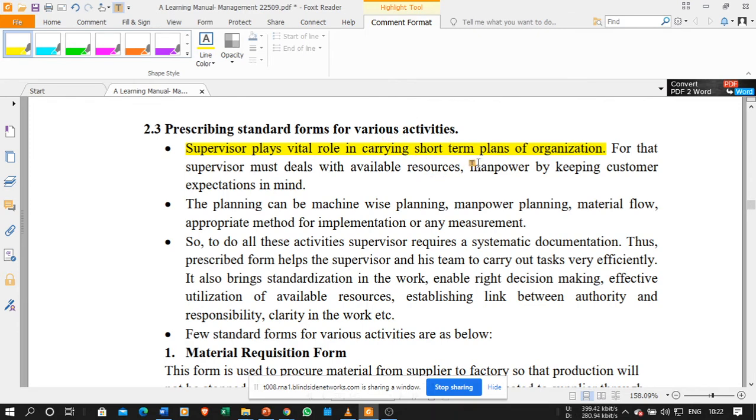The duration of this plan is less than 1 year. Mostly these plans are daily plans, or they may be weekly plans or quarterly plans. For that, the supervisor must deal with the available resources and manpower, keeping customer expectation in mind. What are the resources available in the organization for carrying out that activity? What is the manpower available so that my customers' expectations are going to be satisfied?